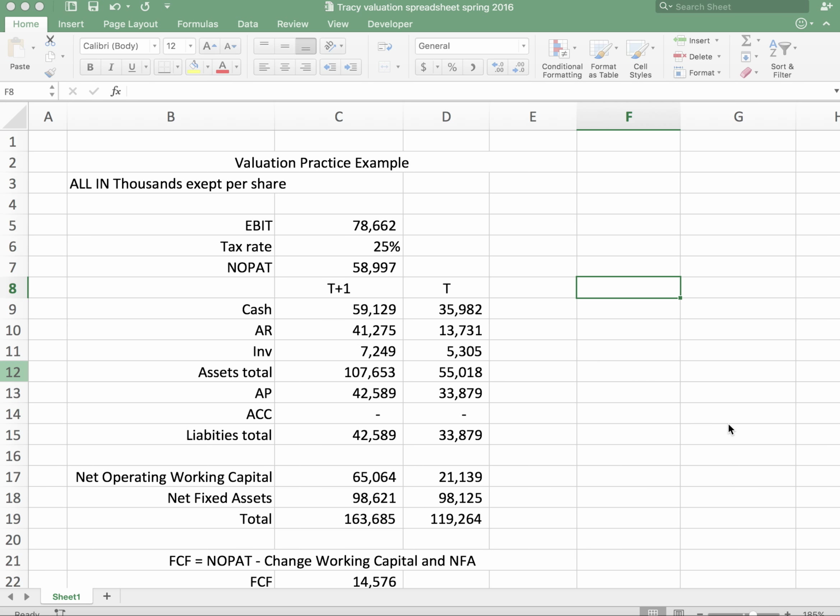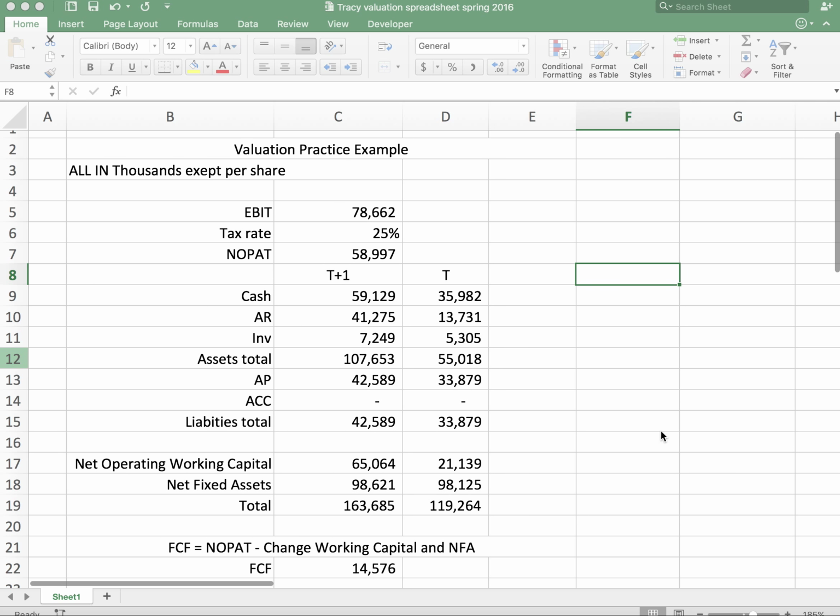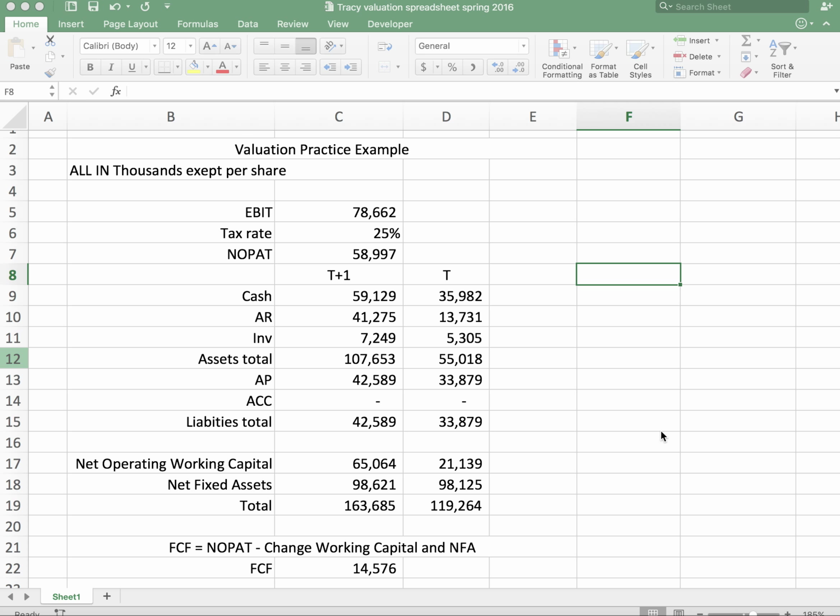Let's do a valuation practice example. We've got a company here. We've taken its information off of its annual report. All the numbers here are in thousands except per share. So EBIT is 78 million, not 78,000 as it is here. We just truncated 3 zeros basically.